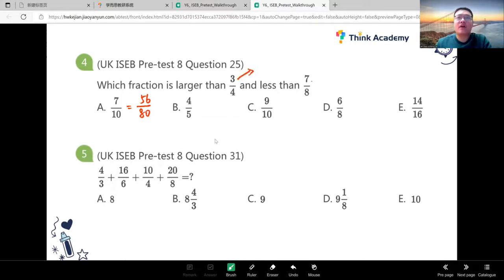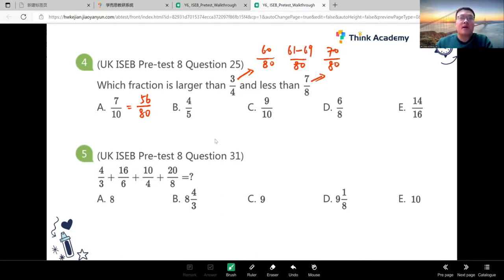And also for these two, you have to convert them into 80. That will be 70 over 80. And this one will be 60 over 80. So you need to find a number which has denominator 80, and as for the numerator, you're going to have 61 to 69.